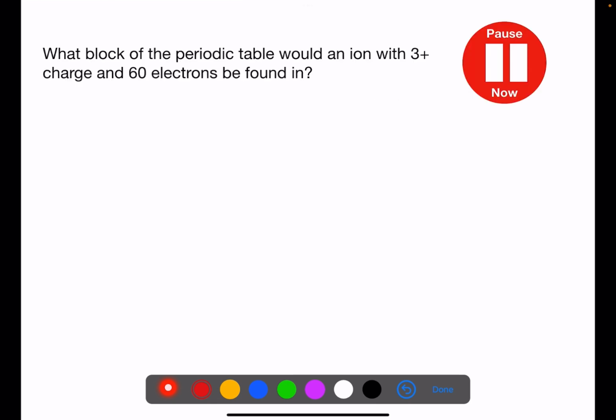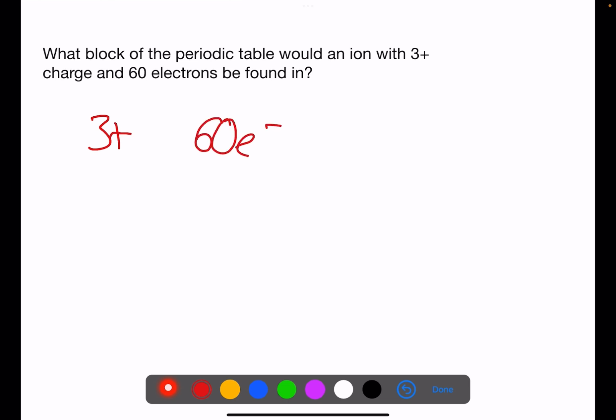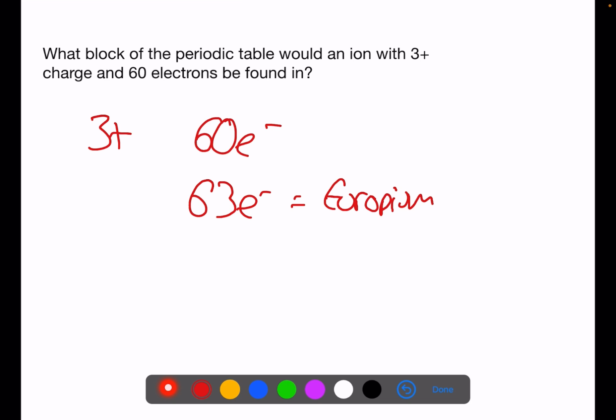So what block of the periodic table would an ion with a 3+ charge and 60 electrons be found in? So if your ion has a 3+ charge and it has 60 electrons, that means that your element had 63 electrons. If you look at the periodic table to find the element with 63 electrons, you'll find that that's europium, which is in the F block. Quite a common multiple choice question to have something like that.